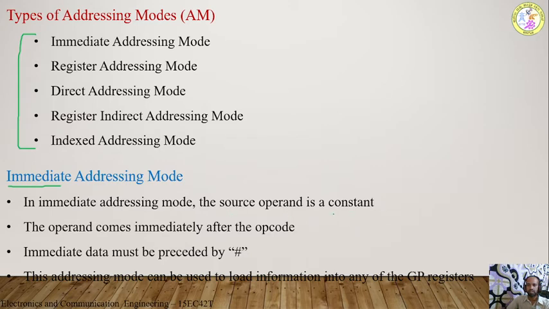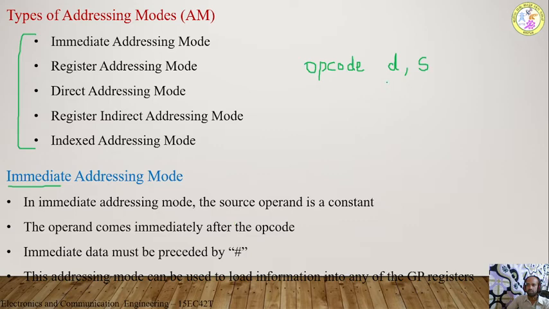The source operand is a constant. For example, if I write one instruction, it consists of three parts. The first part is called the opcode. This opcode tells what operation we need to perform. Then we have the destination, and then we have the source. So here, in case of immediate addressing mode, the source operand is a constant.